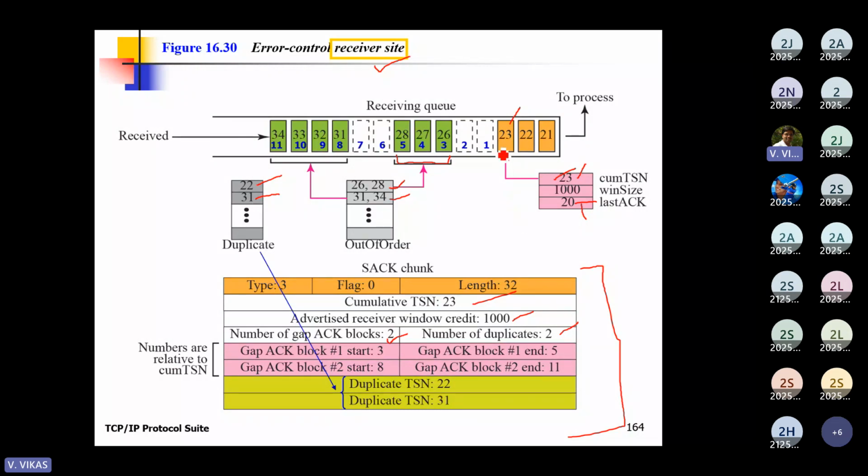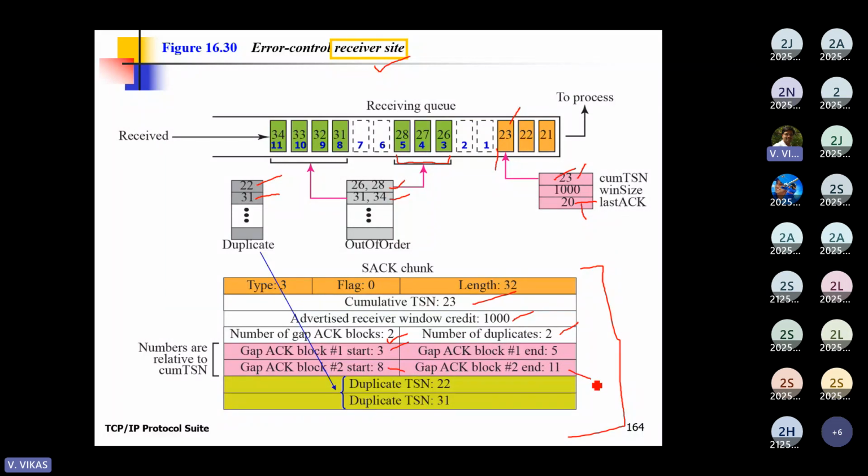From this particular stage, where cumulative TSN is 23, from that point we start to give the offset address or offset TSN value. So in this offset TSN, what we are doing? Gap acknowledgement block 1 is starting at 3. That means I did not receive 1 and 2, but I received 3, 4, 5. So we are saying it is starting at 3 and ending at 5. Again, the second block is starting at 8 and it is ending at 11.